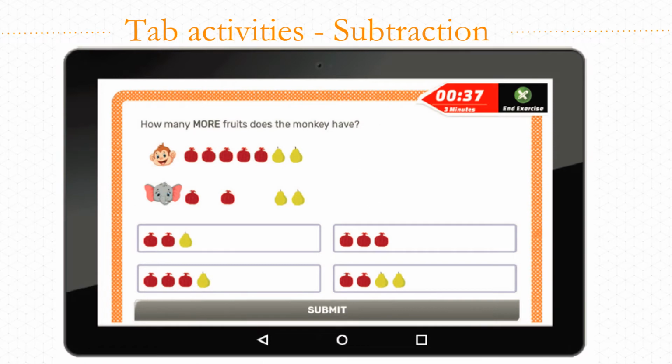A child in UKG solves these kind of questions on subtraction using the tab. It is pretty clear that to answer this question, the student counts the number of fruits the monkey and the elephant have individually and subtracts the two numbers. Using these visual representations, the subtraction operation is made more intuitive to him. That is, of course, just one way of looking at the problem.